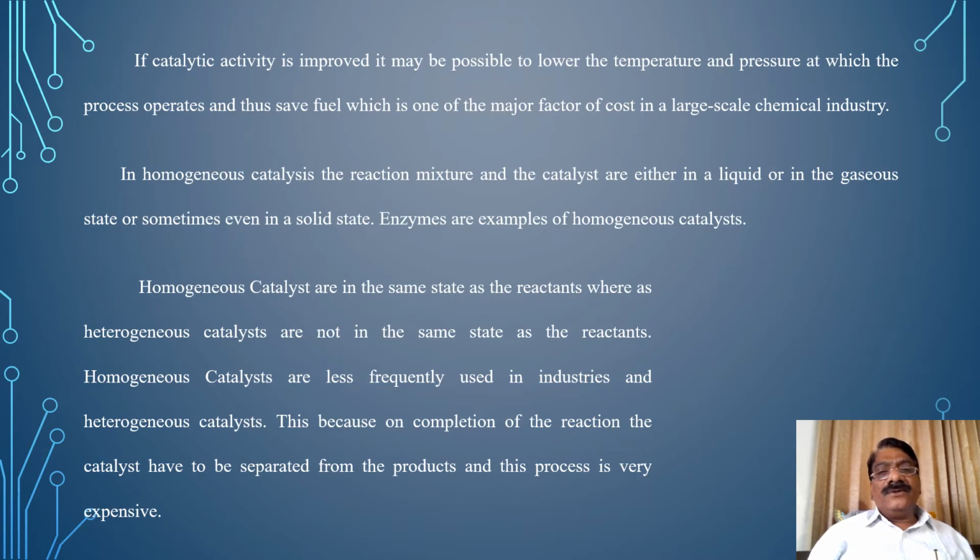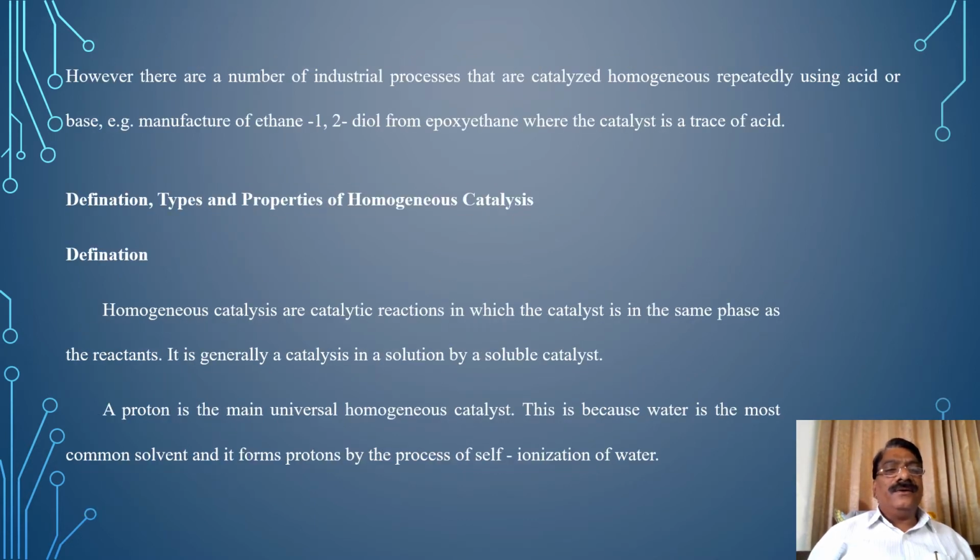This is because on completion of the reaction, the catalyst has to be separated from the product, and this process is very expensive. However, there are a number of industrial processes that are catalyzed homogeneously, frequently using acids or bases. For example, the manufacture of ethane-1,2-diol from epoxyethane, where the catalyst is a trace of acid.